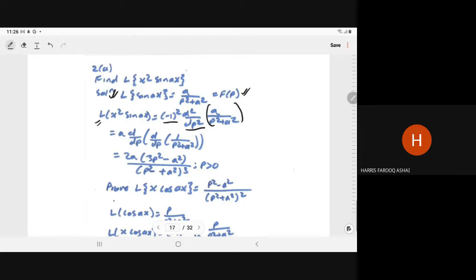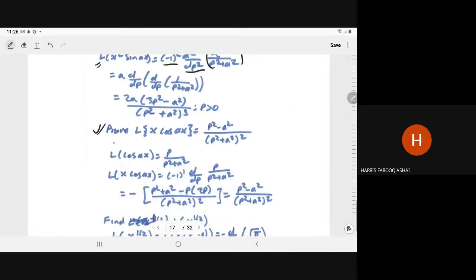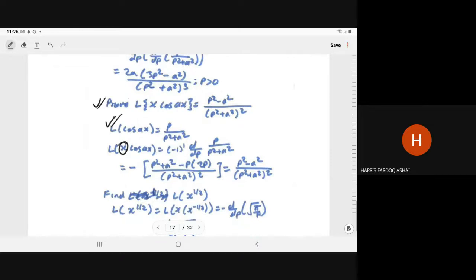In a similar fashion, if you have to prove L of x cos ax, we know that the Laplace transform of cos ax is p upon p^2 plus a^2. Just multiply by x, so it becomes minus 1 into d by dp of F(p), that is p upon p^2 plus a^2. It is a simple derivative, which gives (p^2 minus a^2) upon (p^2 plus a^2)^2.